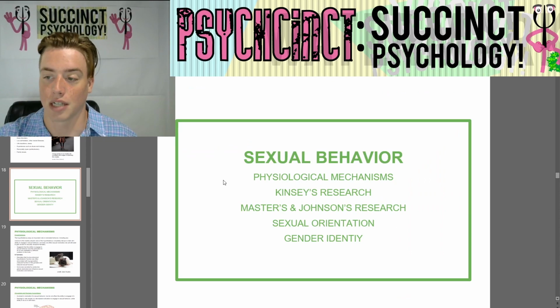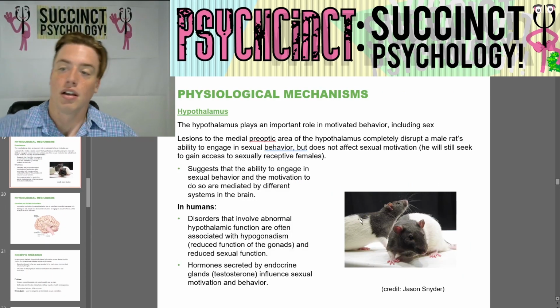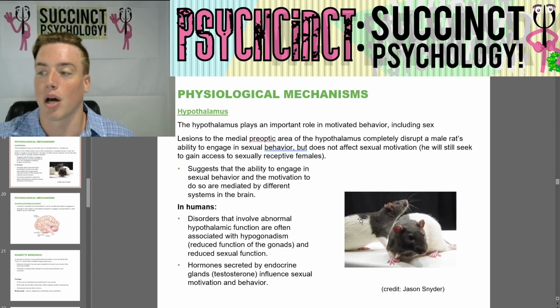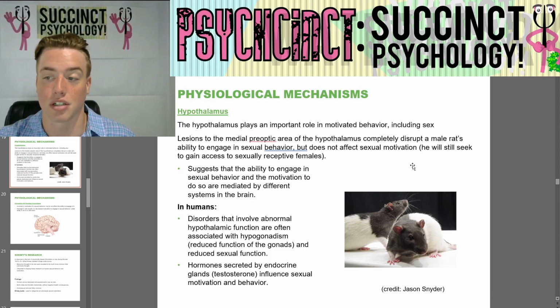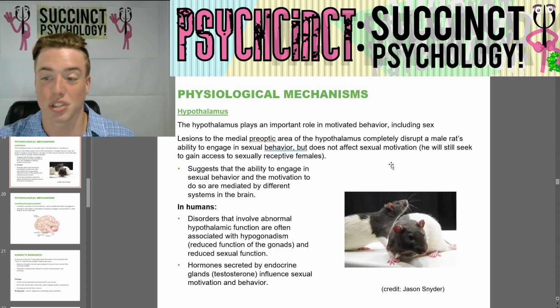Now, sexual behavior. Physiological mechanisms. So the hypothalamus plays an important role in motivated behavior, including sex. Lesions to the medial preoptic area of the hypothalamus completely disrupt a male rat's ability to engage in sexual behavior, but it does not affect sexual motivation. He will still seek to gain access to sexually receptive females.